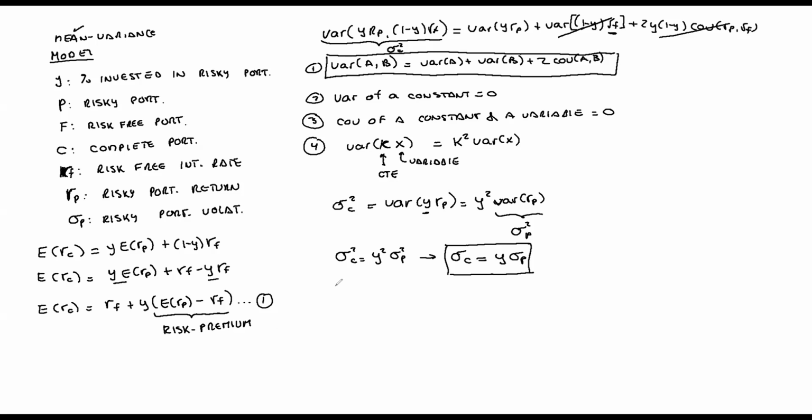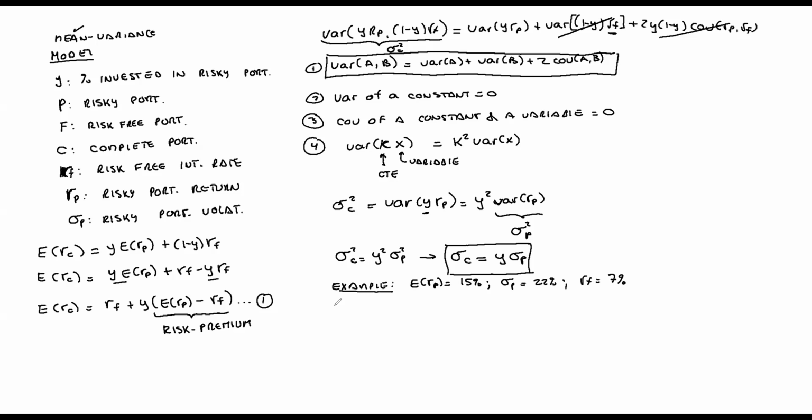Okay, so let's do some simulations. Let's do one example. Let's assume that the expected return of the risky portfolio equals 15%. Let's assume that the standard deviation of the risky portfolio equals 22%. Let's assume that the risk-free rate equals 7%. Okay? Make sense to you?